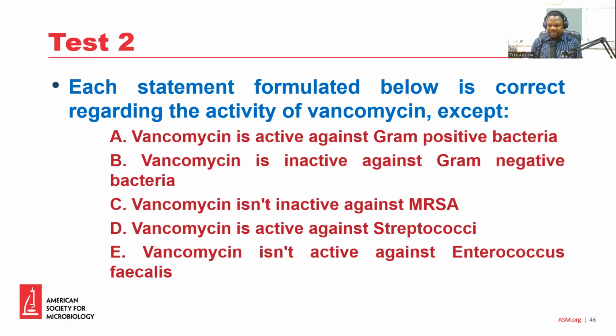Vancomycin is inactive against MRSA. This is not true, as vancomycin is used to treat MRSA, methicillin-resistant Staphylococcus aureus. So it is active against MRSA. Vancomycin is active against streptococcus. This is also true. It can be used to treat streptococcal infections, as streptococcus is a gram-positive bacterium. Vancomycin is inactive against Enterococcus faecalis. So this statement is not true.